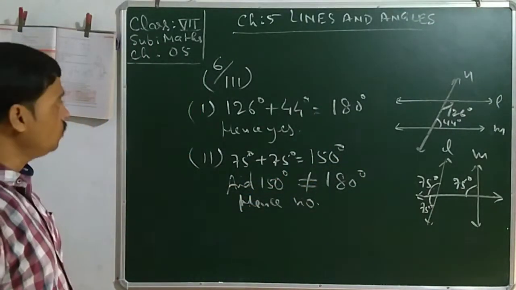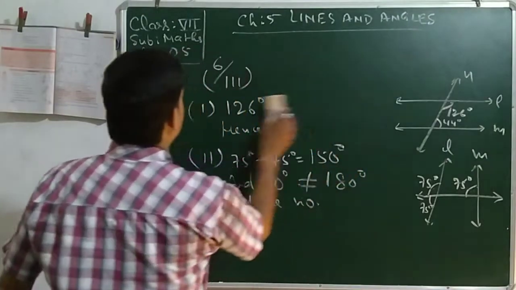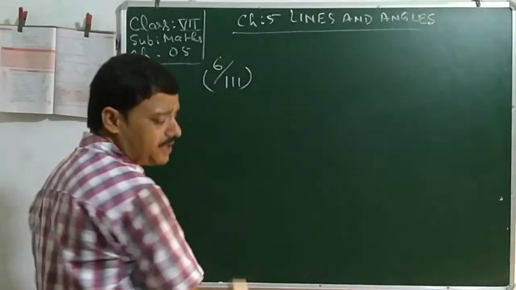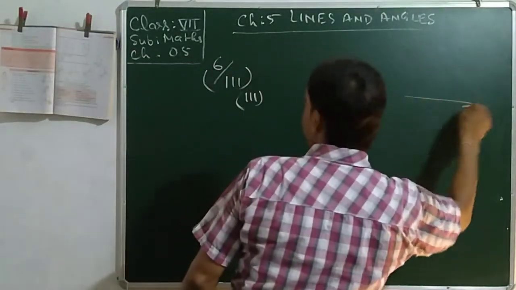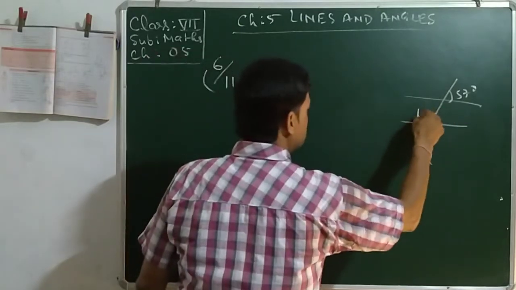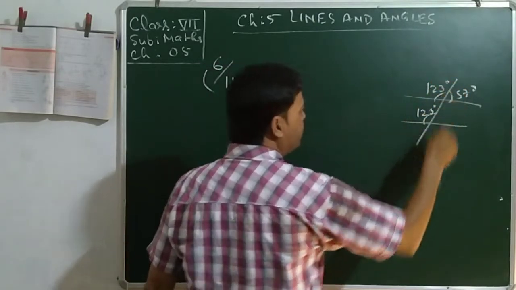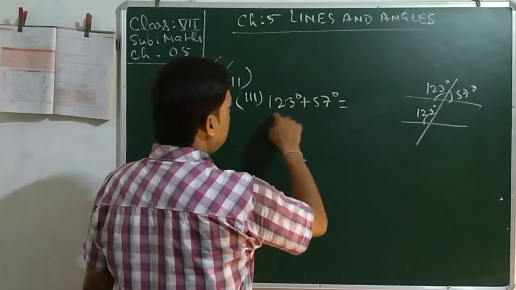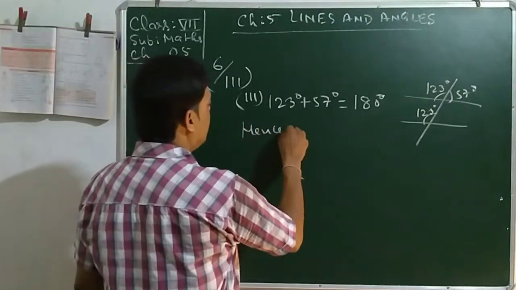Similarly, in the third case also, find the sum of the given two angles, that is 123 degrees and 57 degrees. See, let me solve here. The figure appears like this. This angle is given as 57 degrees and this angle is 123 degrees. If these two lines are parallel, of course, then the corresponding angle would be 123 degrees. Now let me check whether 123 degrees plus 57 degrees is equal to 180 degrees. Yes, it's equal to 180 degrees. Hence we will write yes, they are parallel.